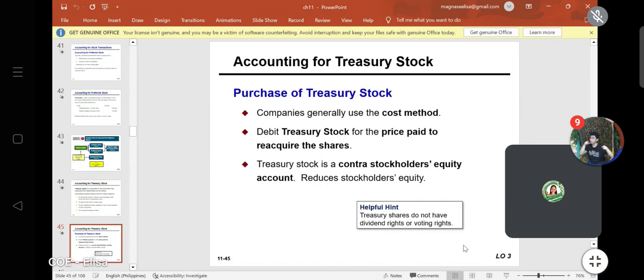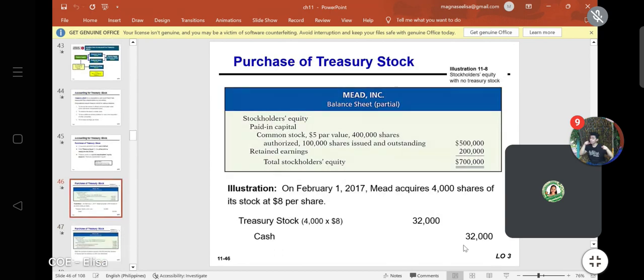So how will this be presented? For example, prior to reacquisition of stock, this is the balance sheet. You have here paid in capital, then common stock, $5 par value. Remember how it is presented: common stock, $5 par value.